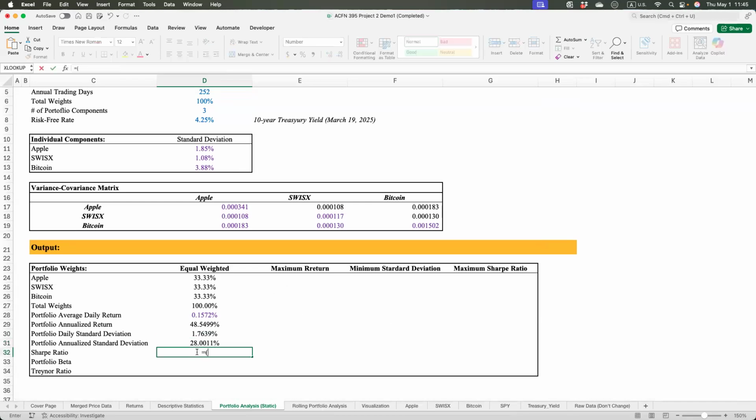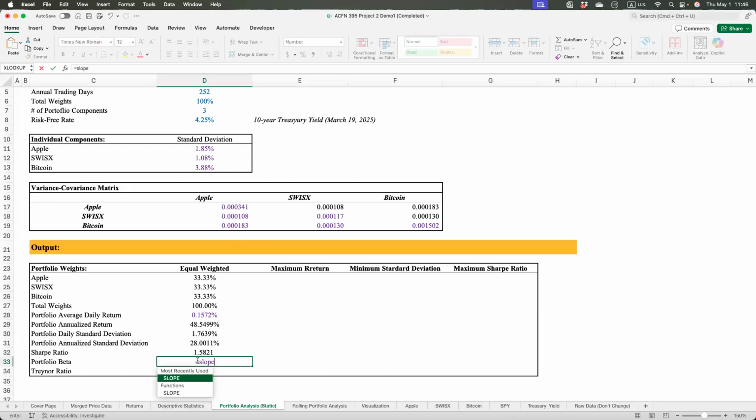Then Sharpe ratio, basically that's just annualized return minus the risk-free return that I picked there. Again, I'm going to lock that risk-free rate, divided by my annualized standard deviation. I get my Sharpe ratio. Then we need to get the Treynor ratio. In order to get that one, we need to calculate the beta first.